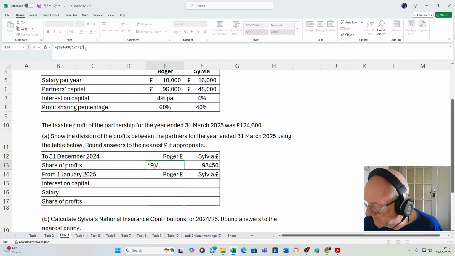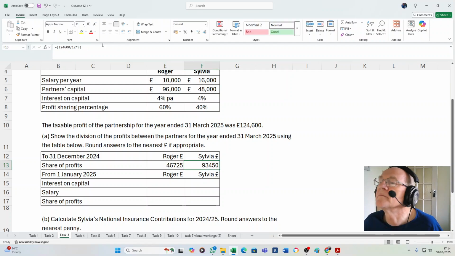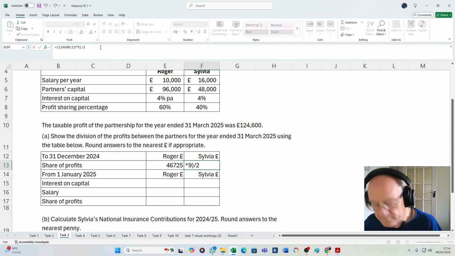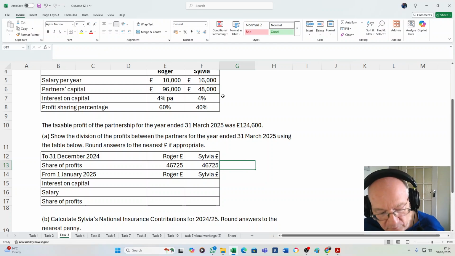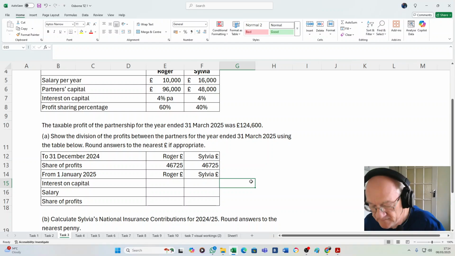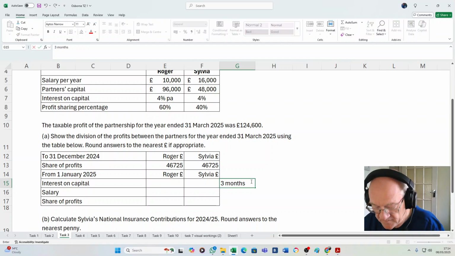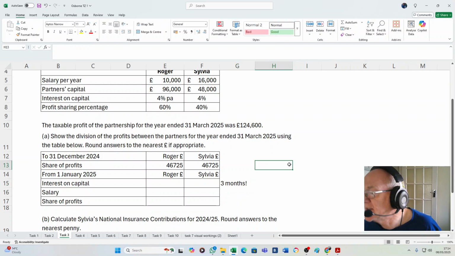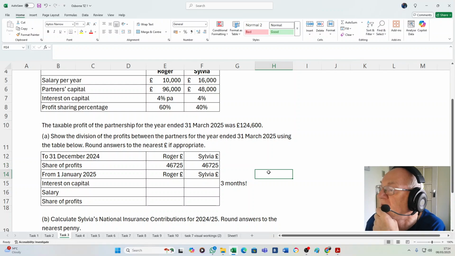However, we've now got to divide by 2. So 46,725 each from the first 9 months. Now after that we've got interest on capital. Remember it's 3 months. We just work that one out, don't forget it. Don't apply it to the first bit and the second bit, but forget about the third bit. It's for all these calculations.